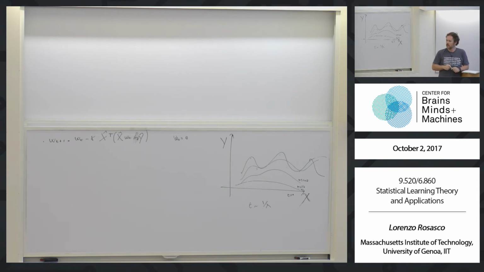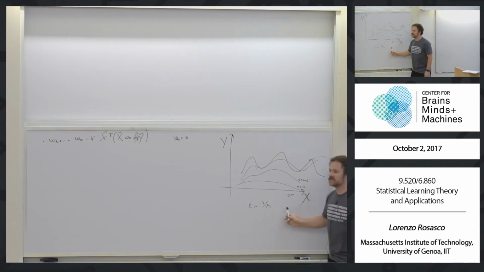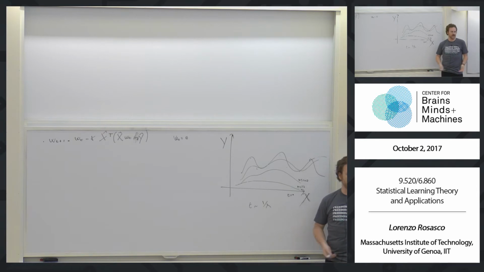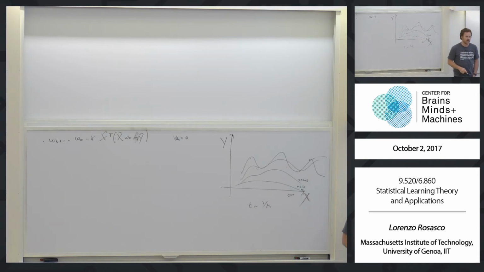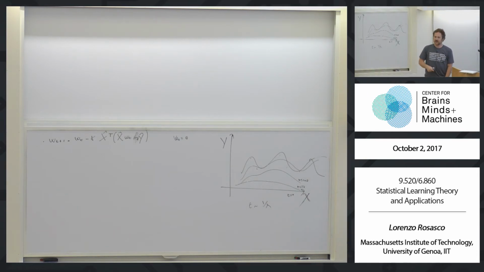If t is very small, I'm not fitting anything. If t is very large, I'm fitting the data perfectly. Now we can ask two questions. One, is this just a story, or can we convince ourselves that it's actually a meaningful algorithm? Two, what do we gain out of doing this? Let's answer the second question first.